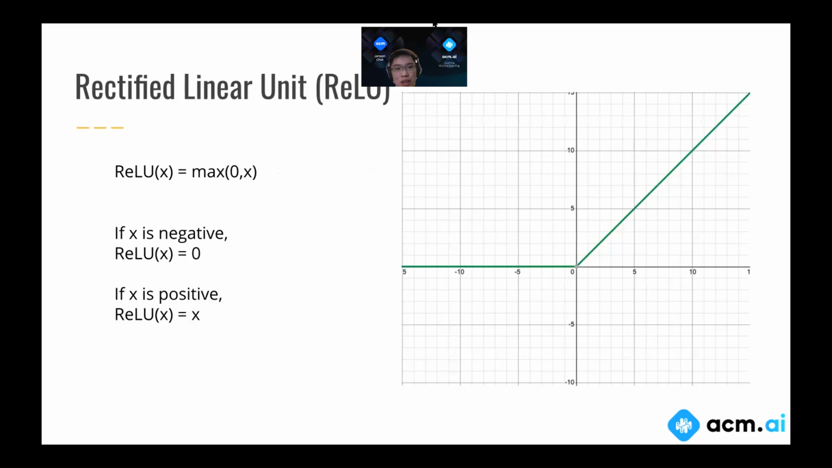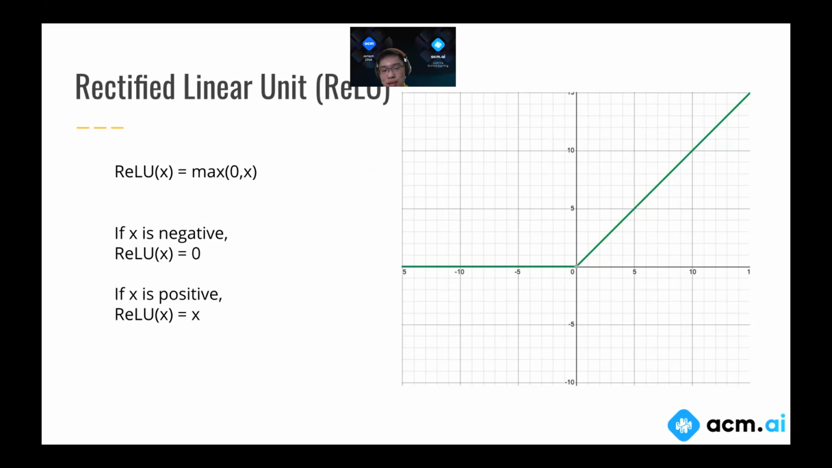So the last activation function that we're going to cover is the rectified linear unit, or ReLU. This is pretty commonly used for neural networks, as opposed to logistic regression or classification. ReLU is basically defined as the maximum between 0 and x. So if x is negative, then ReLU of x is 0. And if x is positive, then ReLU of x is just x.